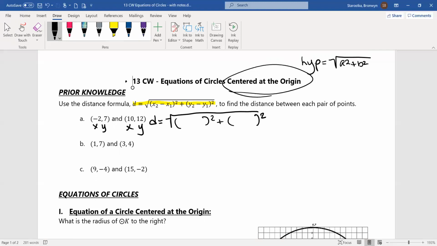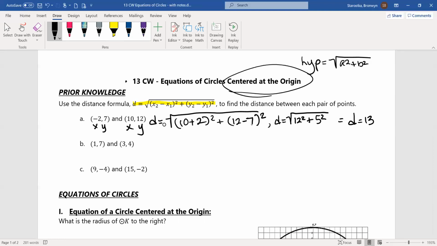So here we go. 10 minus a minus 2, so 10 plus 2. And 12 minus 7. So that is d equals the square root of 10 plus 2, 12 squared, plus 12 minus 7, 5 squared. 12 squared plus 5 squared. You can plug that into our little calculator, or you should see, you've seen this right triangle several times, and the distance is 13.